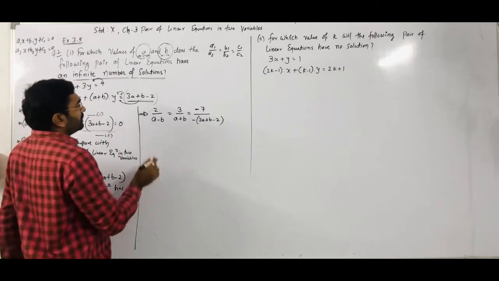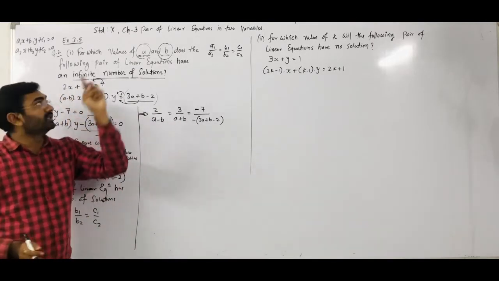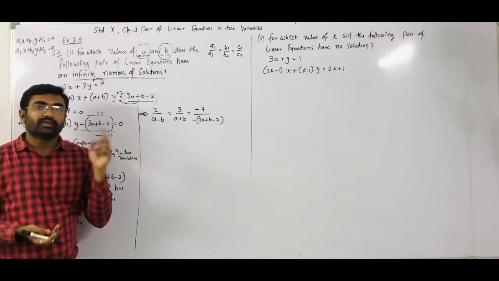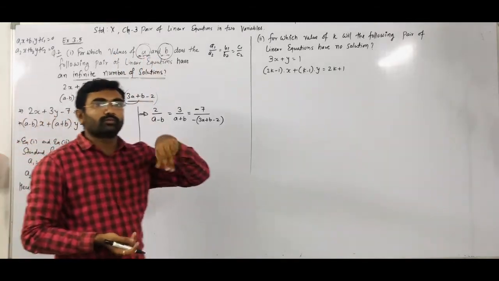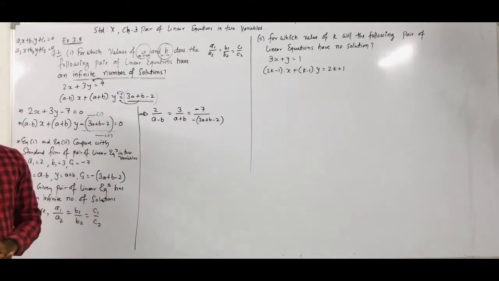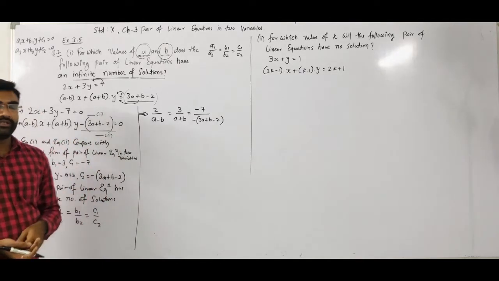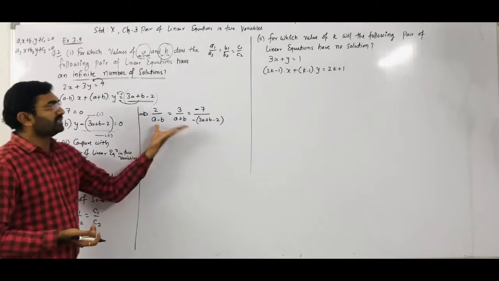Okay, now here are the three terms, and we have to find the two values a and b. Whenever there are two unknowns to find, we have to make two equations. So how can we make two equations from these three terms?